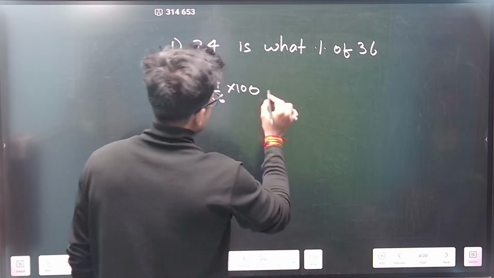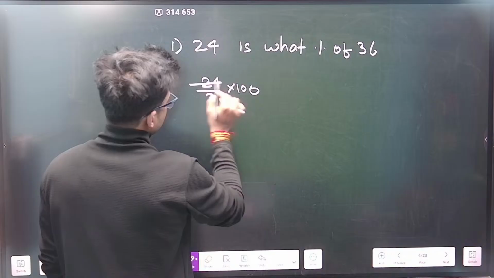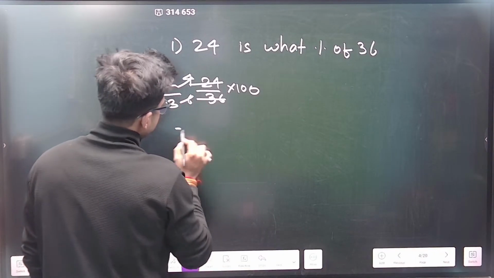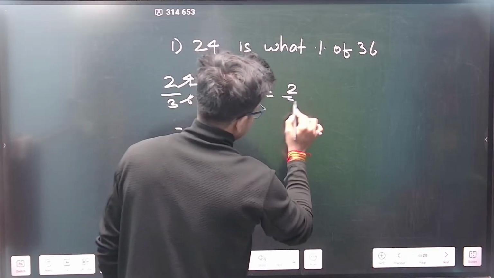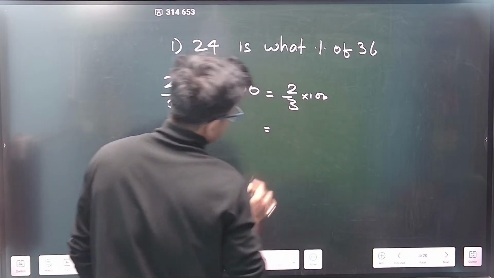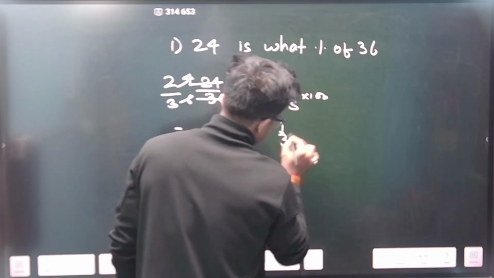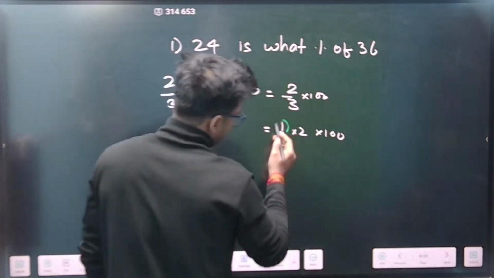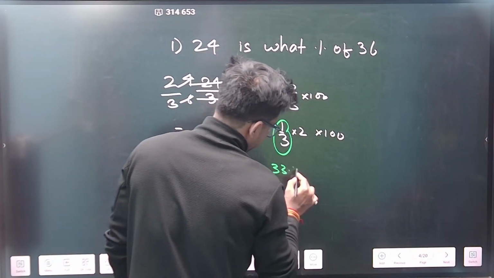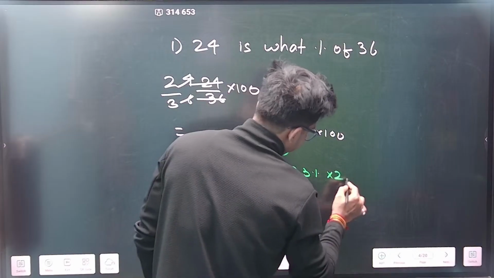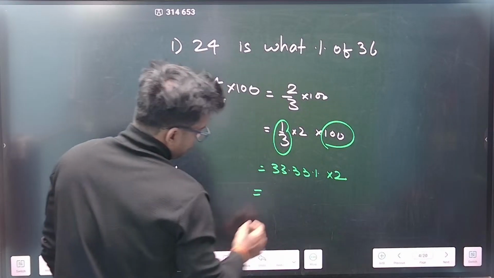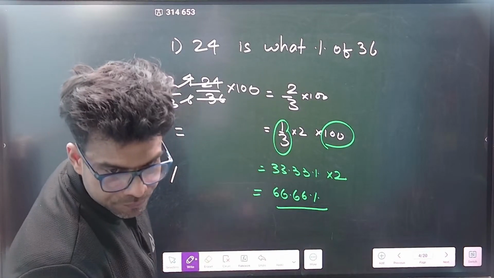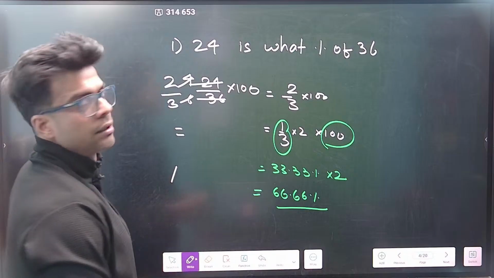You can solve, you will get your answer. 6 4s are 24, 6 6s are 36, so this would be 2 by 3 into 100, right? And you can break it down, which is 1 by 3 into 2 into 100. 1 by 3 is basically 33.33%, okay? Multiplied by 2, this is 66.66%. Correct? I hope this is known to everyone. Clear guys? Come on, say.